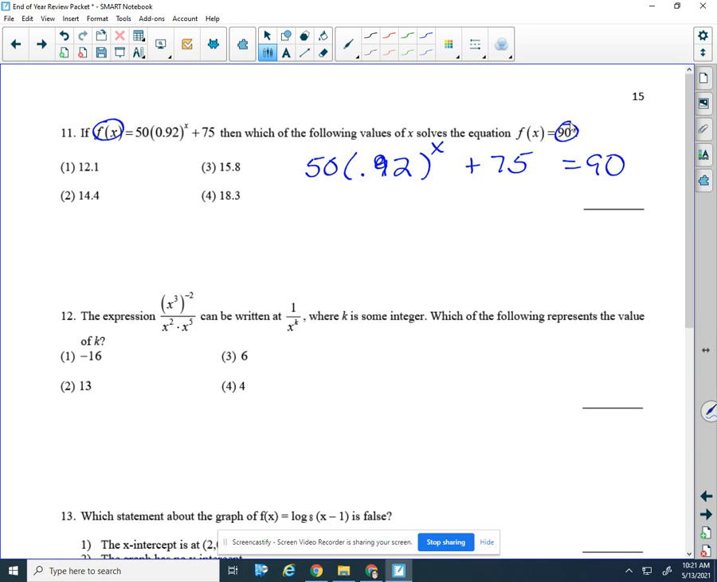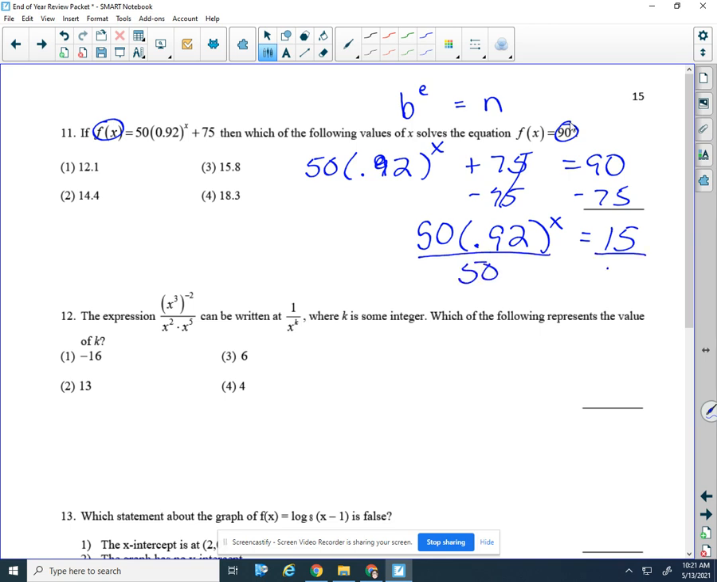Your job is to get base exponent equals number. So we're going to whittle this away. I'm going to subtract 75. So I have 50 times 0.92 to the x, and then I have 15, divide by 50. So 0.92 to the x, 15 divided by 50 is 0.3, just straight up 0.3. Now I can put this in log form.